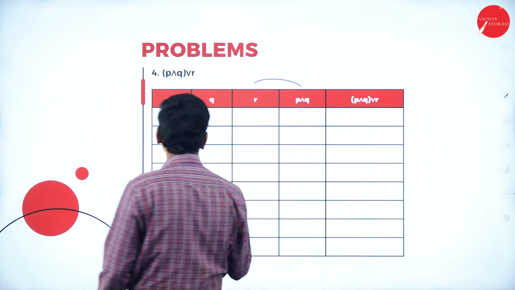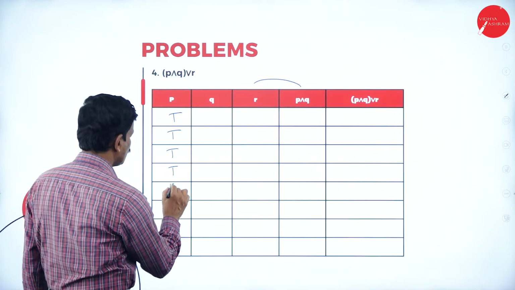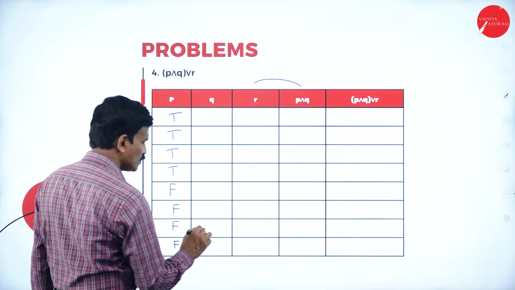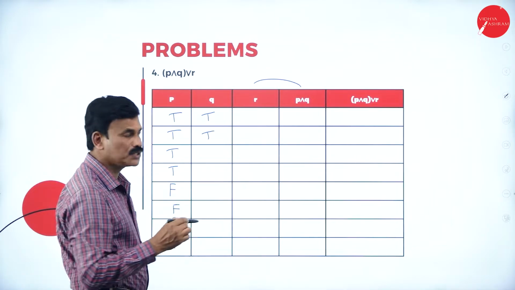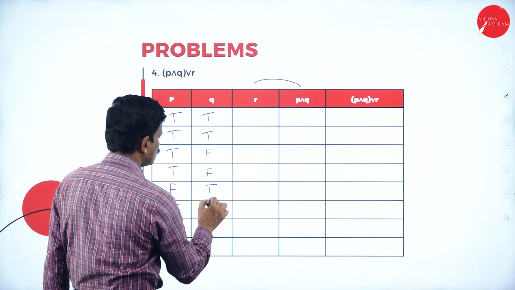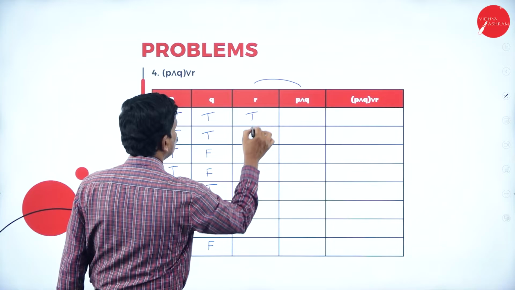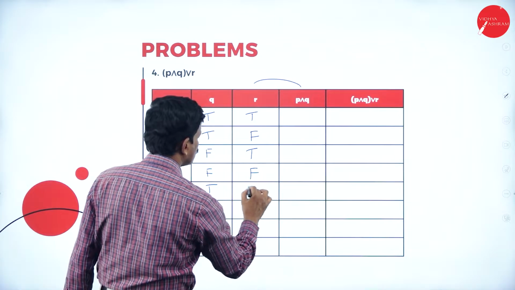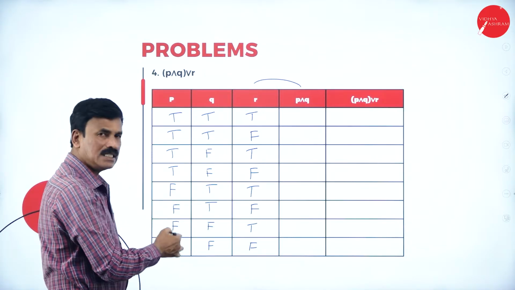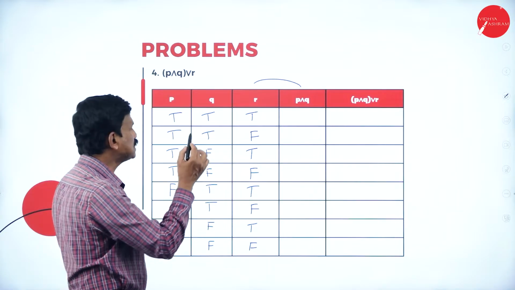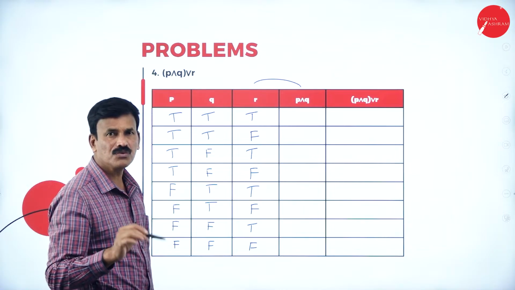As usual you can write the values. What are the values of P? First 4 are true, next 4 are false. This is a very important step. Now for Q: first 2 are true, next 2 false, again true, true, false, false. For R, alternately true, false, true, false, true, false, true, false.